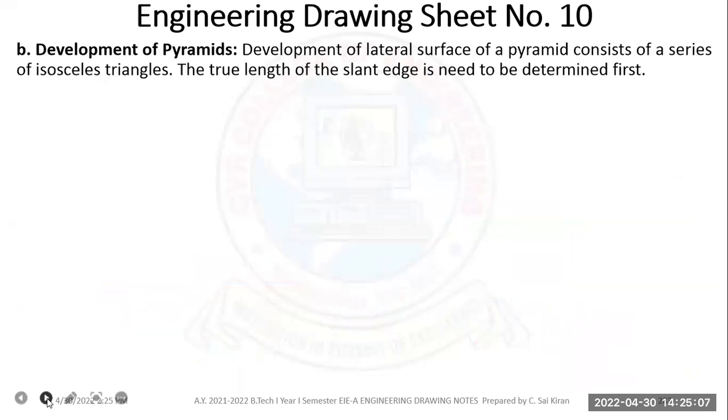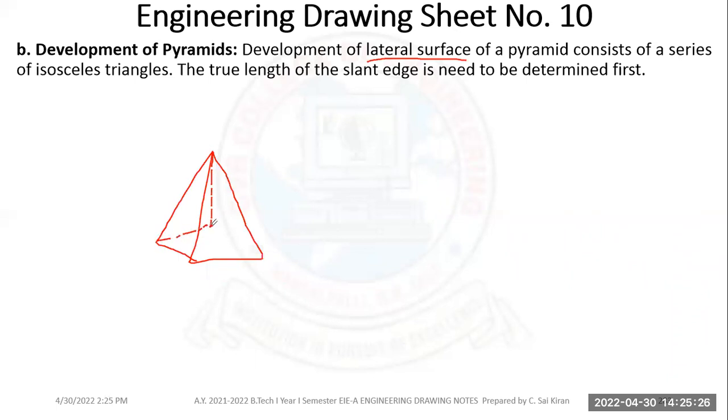Next is the development of pyramids. In the development of pyramids, we have to develop the lateral surface of the pyramid, which consists of a series of isosceles triangles. So if you see the pyramid from one side, suppose this is a triangular pyramid, or else you can consider it as a square pyramid. So I'm considering a square pyramid. So these are isosceles sides, because these two are the same distance.